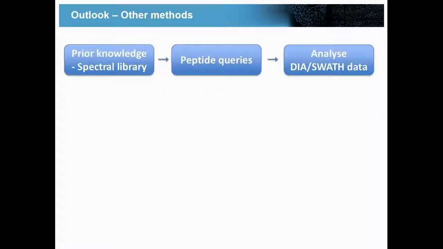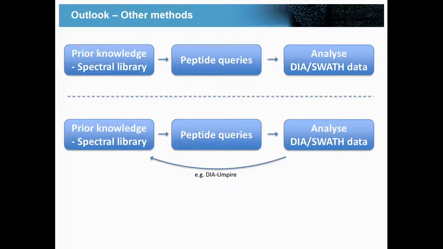So I think we're out of time, so we can skip the summary. I guess I would just say, in terms of outlook, this is our workflow, where we have prior knowledge based on a spectral library built from DDA data, and we do peptide queries in the SWATH data. So we generate peptide query parameters and analyze the SWATH data doing this. But there are, of course, going to be other methods to do this, which you're going to hear about later in the week.